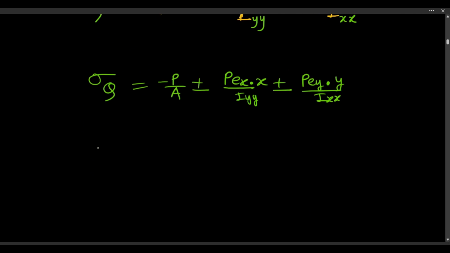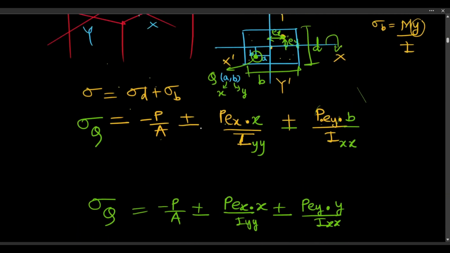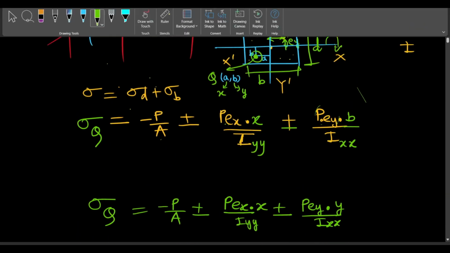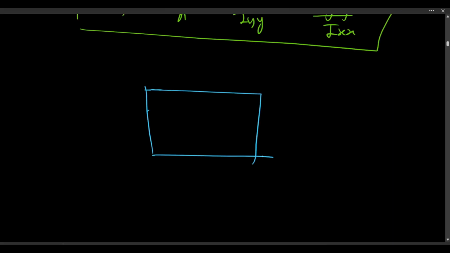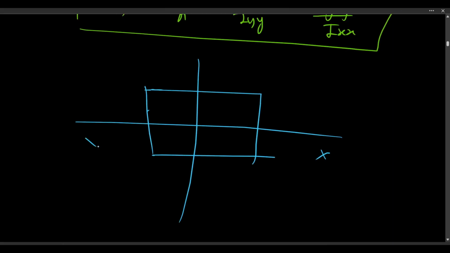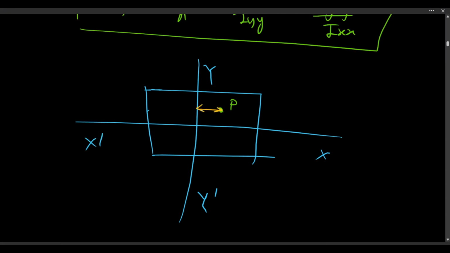Many students are reciting these formulas like sigma Q is equal to minus P by A plus or minus P ex into x upon Iyy plus or minus P ey y upon Ixx. But it is just understanding and imagination of the column, how the column will buckle and how the stresses are coming. So now let us see here, if you have this type of cross section, and this is the x dash, this is y dash. And you have biaxial eccentricity, meaning the P load is acting over here, and you have the eccentricity from the x axis as ex and the eccentricity from the y axis as ey.